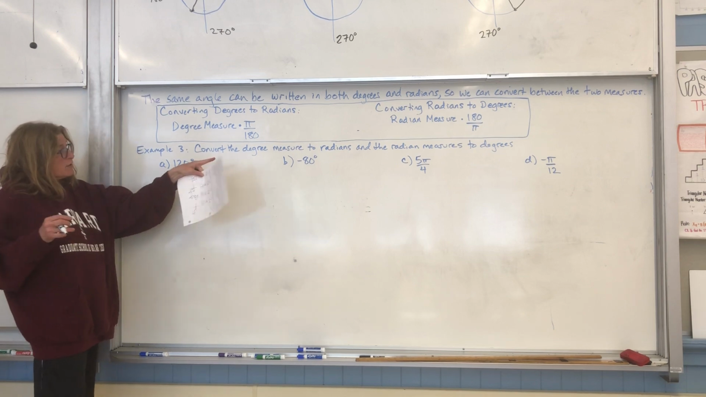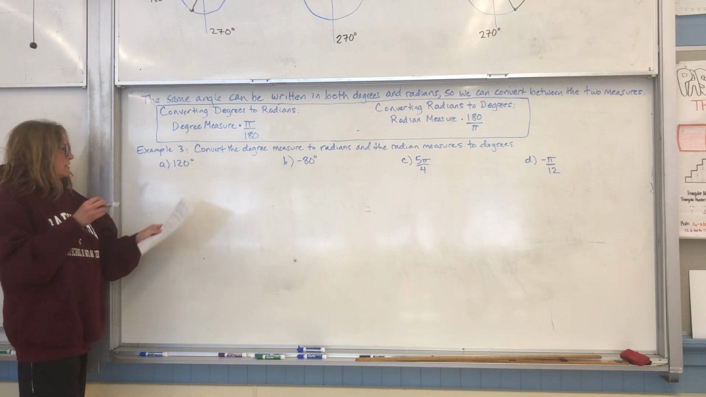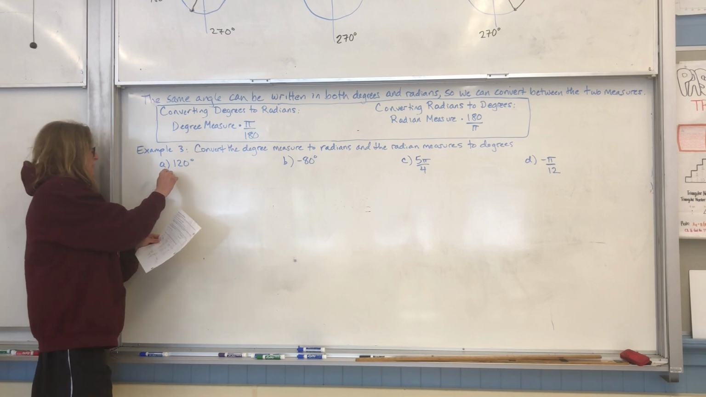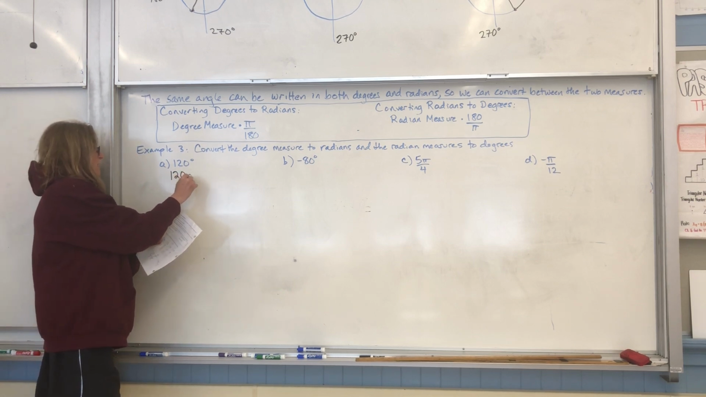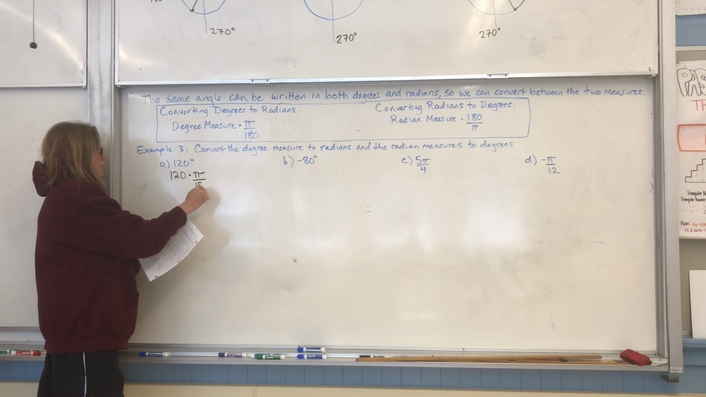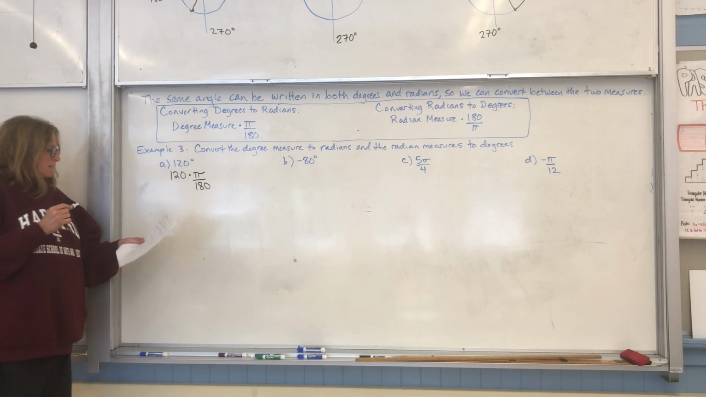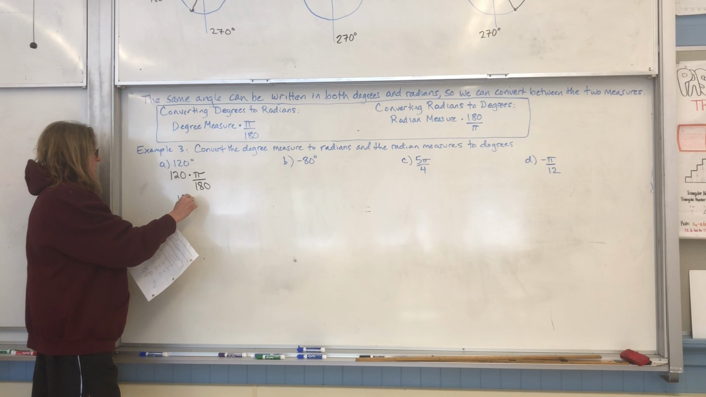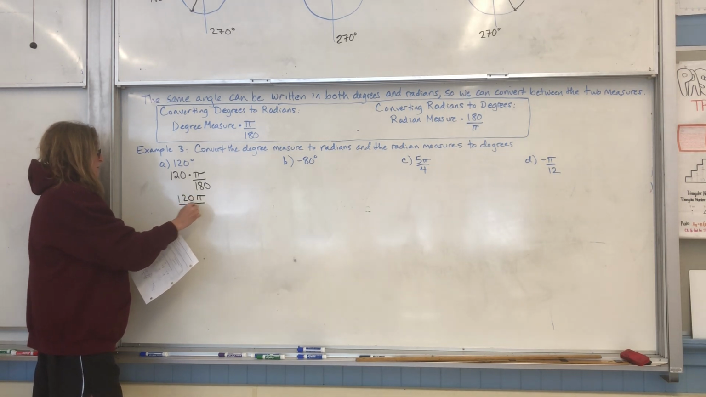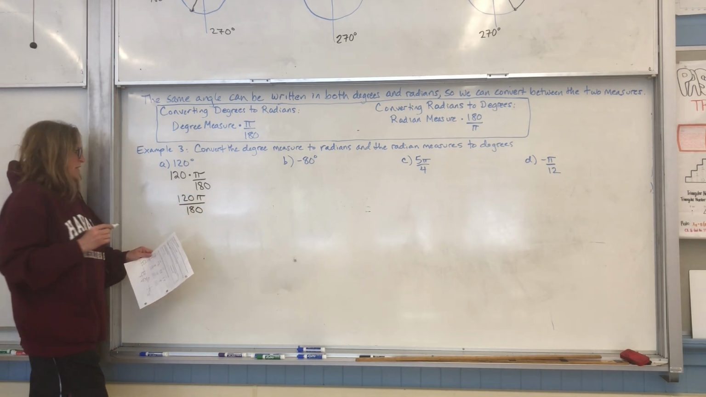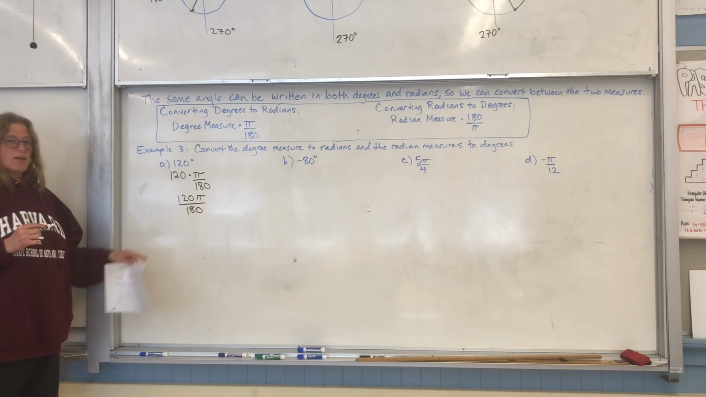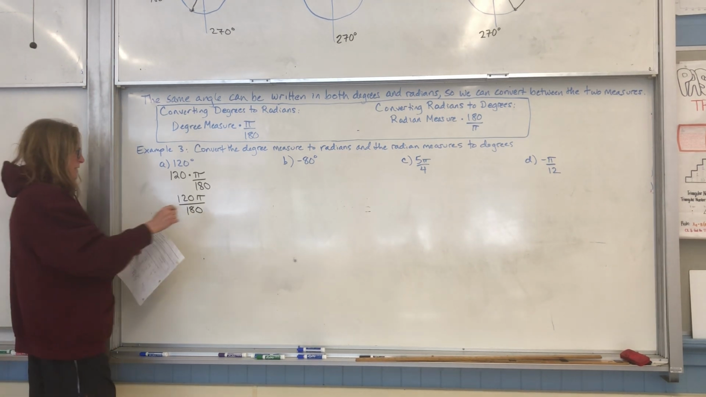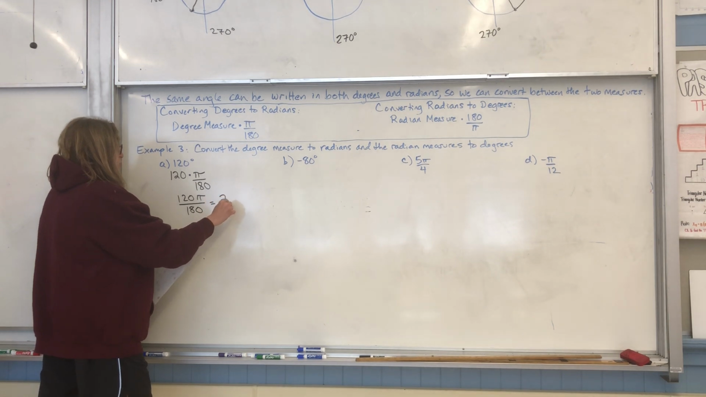Okay, so it says convert the degrees to radians and the radians to degrees. So this looks like degrees to me. So I'm going to take 120 times pi over 180. Okay, that gives me 120 pi over 180, but I want to reduce this. And I can see that 60 goes into both 120 and 180. So I can say that's 2 pi over 3 radians.